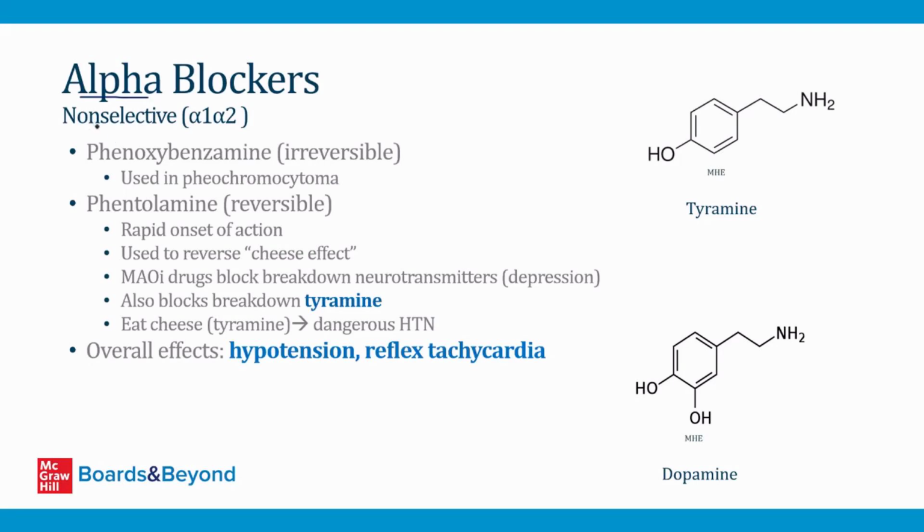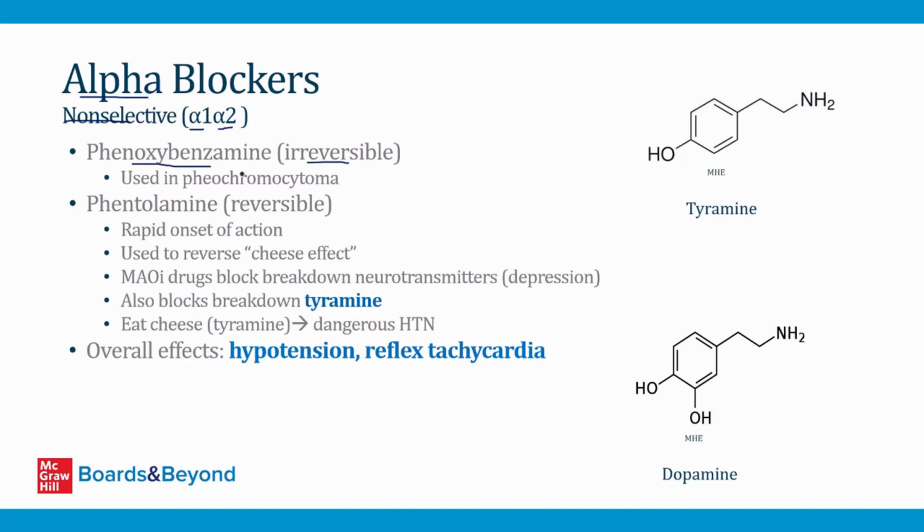And first I'm going to talk about 2 drugs that are non-selective alpha blockers, meaning they block both alpha-1 receptors, which are found in the vascular system, and also alpha-2 receptors, which are central nervous system alpha receptors. The first drug is phenoxybenzamine. This is an irreversible non-selective alpha blocker.